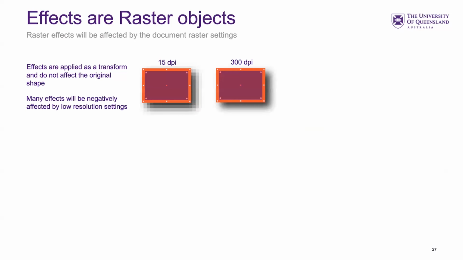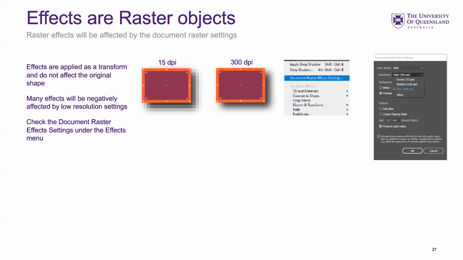But it is worth noting that because they're raster effects, they are going to be affected by the resolution of your document, some more so than others. This is a somewhat extreme example, but say, for example, with drop shadow, with a low resolution document the effect's going to look very pixelated, whereas at higher resolution it's going to look a lot better.